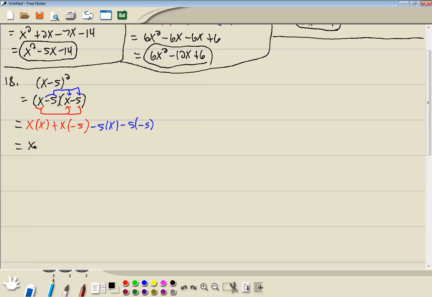X times x is x squared. X times negative 5 is negative 5x. Negative 5 times x is negative 5x. And negative 5 times negative 5 gives me a positive 25. Combine together like terms. Negative 5x is negative 10x. And our answer is x squared minus 10x plus 25.